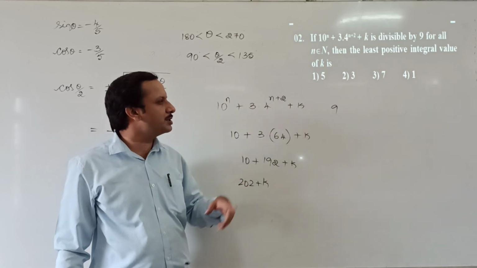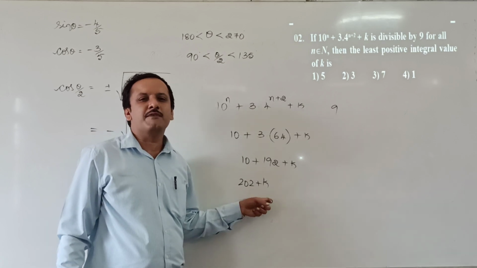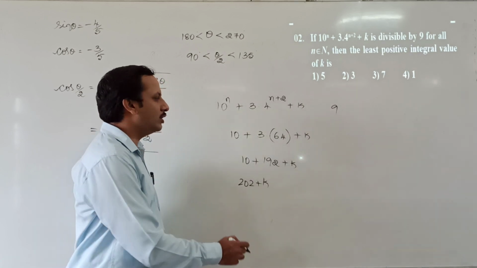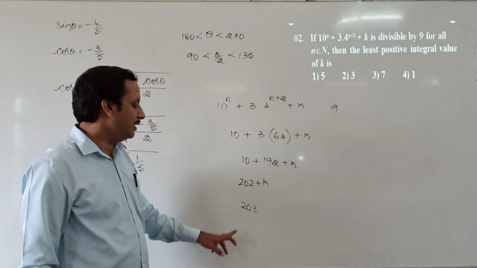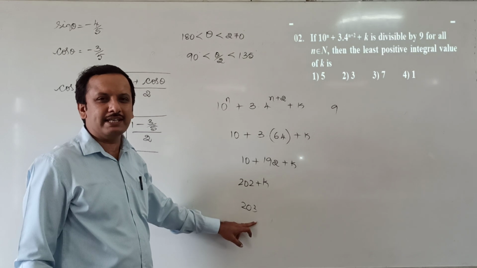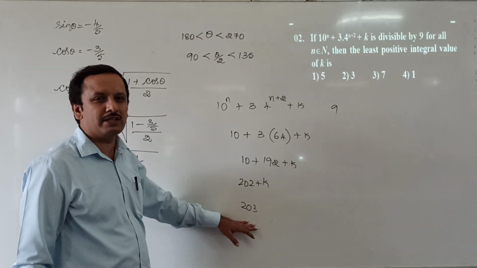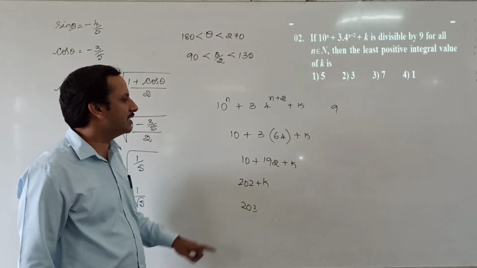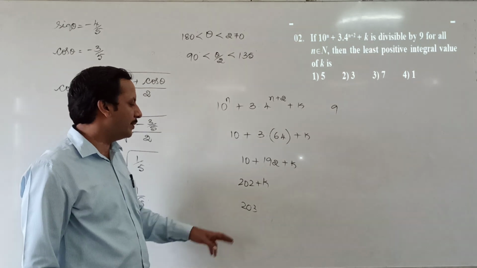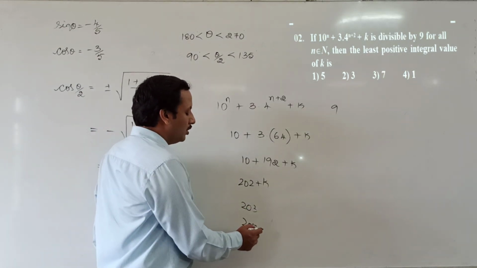So among the given options, the least value of k is 1. Substitute and see what happens. If I put k as 1, I am getting 203. Is 203 divisible by 9? 9 2s are 18, 23 is remaining. No. For k equal to 1, we get 203, which is not divisible by 9. Hence 1 cannot be the answer. After that I will go to 3. Put k is equal to 3. Then that will give you 205.